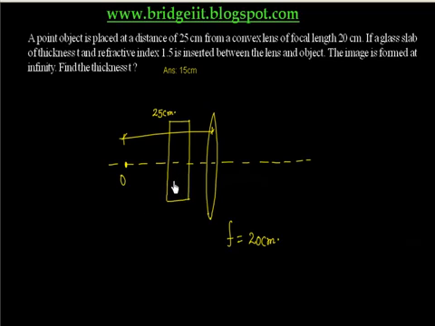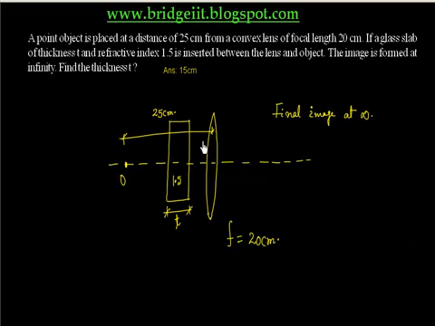The refractive index of the slab is given. This is 1.5. Let us say the thickness of this slab is t centimeter, so that the final image is formed at infinity. So this question says the final image is formed at infinity. So I have to form the final image at infinity. So how is this possible?